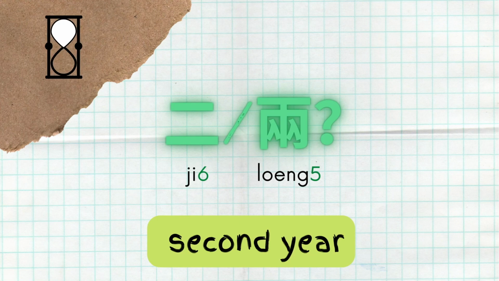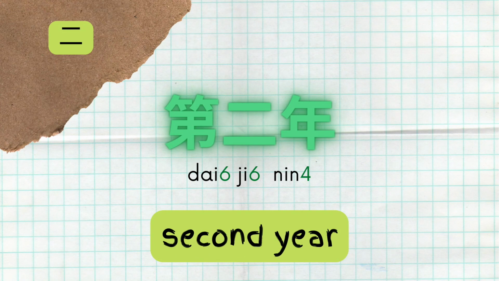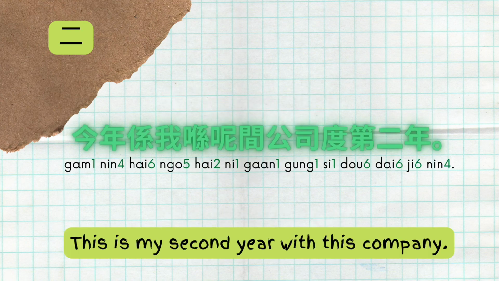Second year. That's right, we should use yi here as is an ordinal number. For example, 今年係我喺呢間公司度第2年.